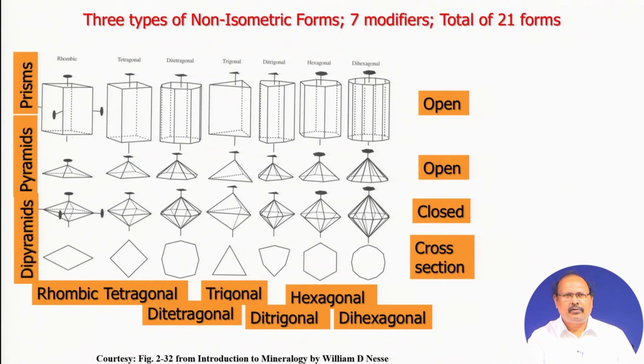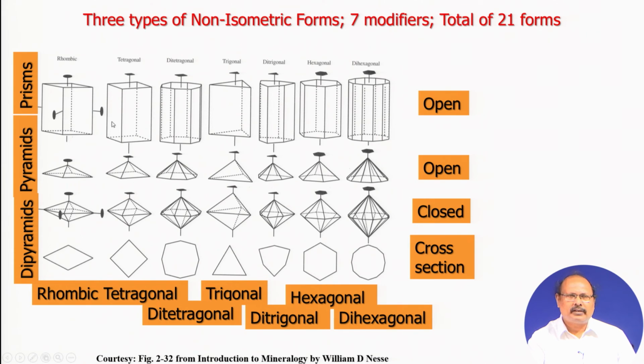So, let us see these symbols here. Now, I am showing these crystal models in 3 rows here. This is the row where we show the prism. There are different types of prisms. This is an open form. This is the one for pyramid, and this is the one for dipyramid, and this is essentially the cross section of these faces in the horizontal plane here, and how they look like. On the basis of that, there are different classifications here.